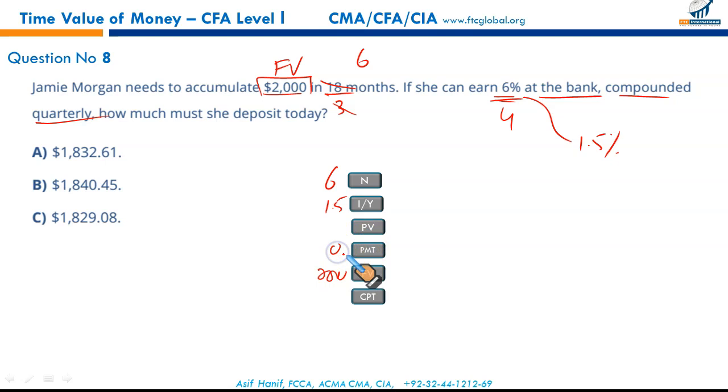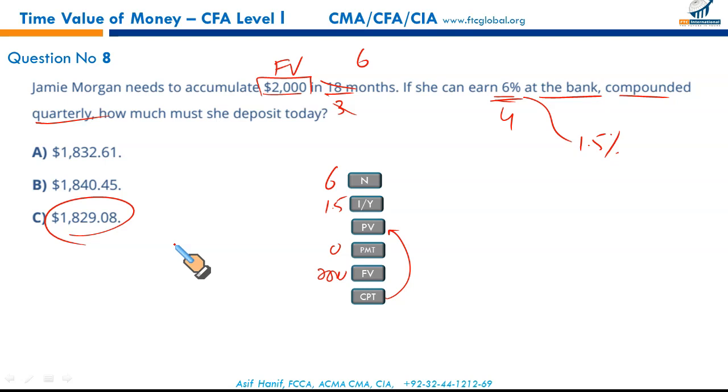There is no frequent payment or recurring payment. All numbers are there for your TVM computations. Enter these all and press CPT, present value, and straight away you'll get your result. No twist in this question. Straightforward. CPT is 1829.08. No further ado. We can move on to the next one.